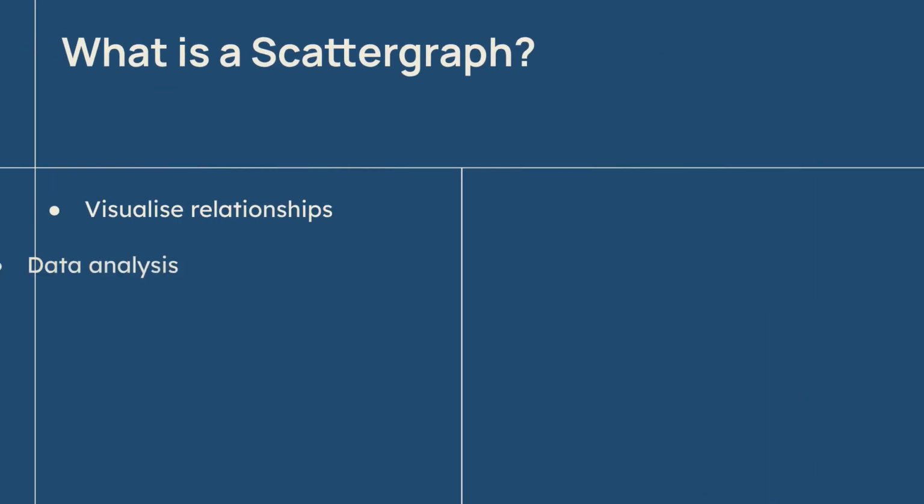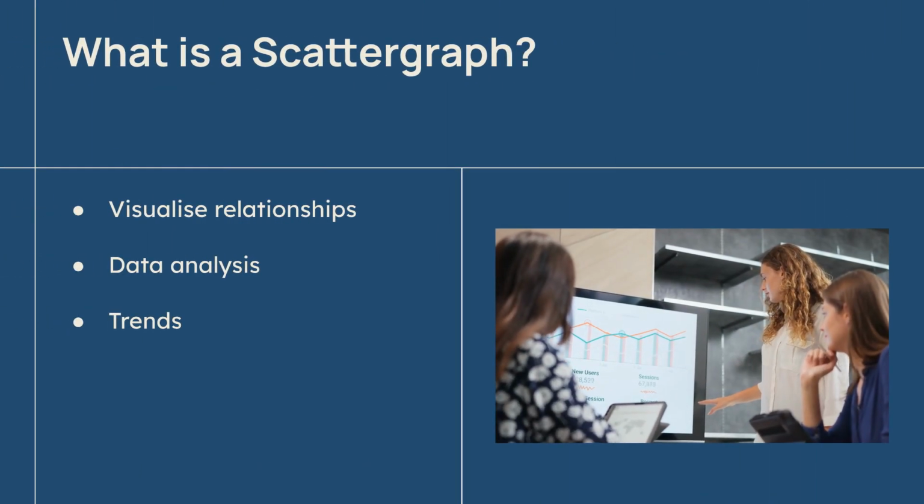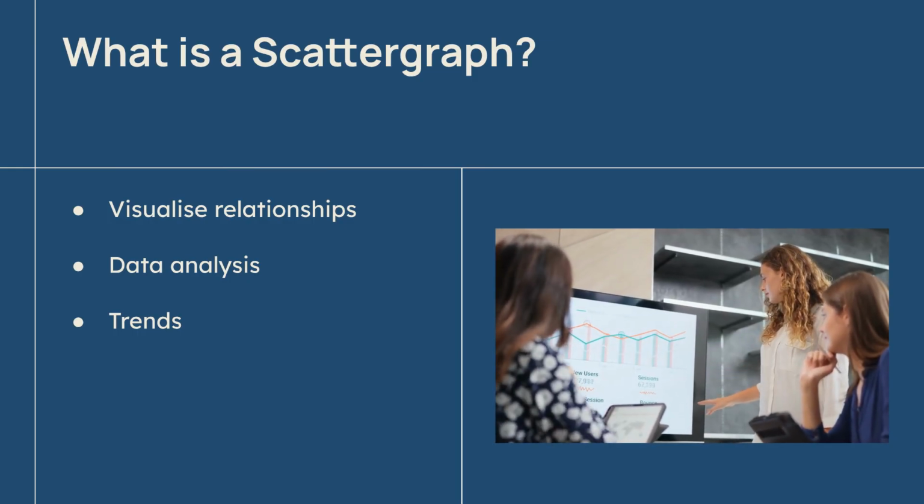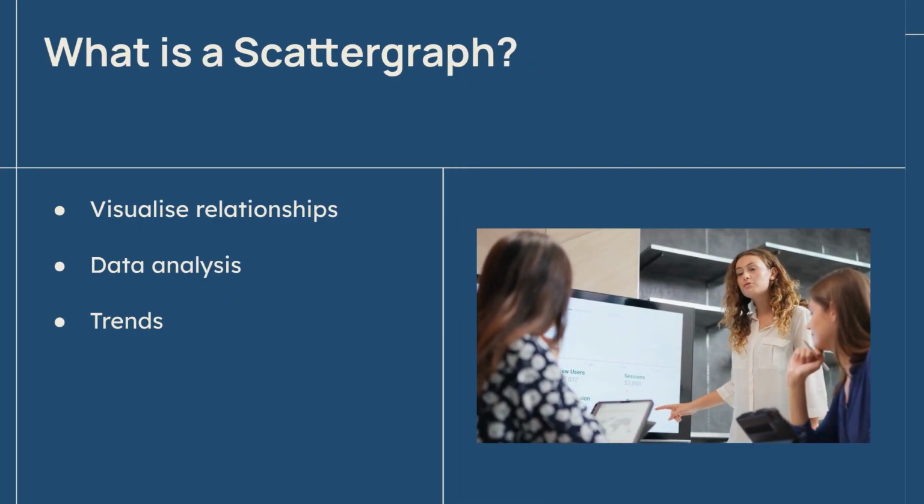A scatter graph, also known as a scatter plot, is a type of graph that displays values for two variables for a set of data. They're essential for visualizing relationships and trends within our data.